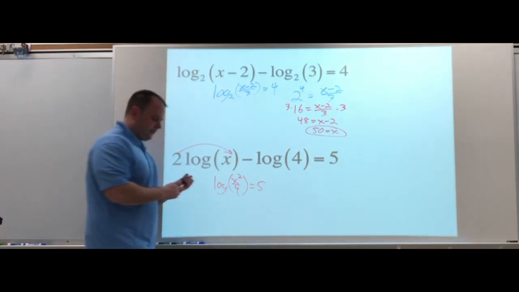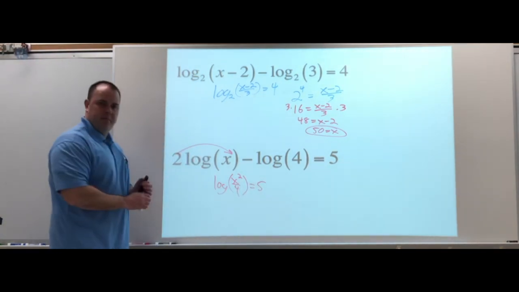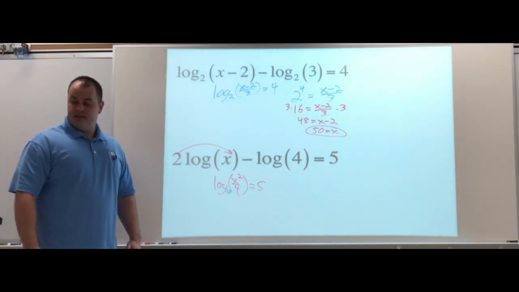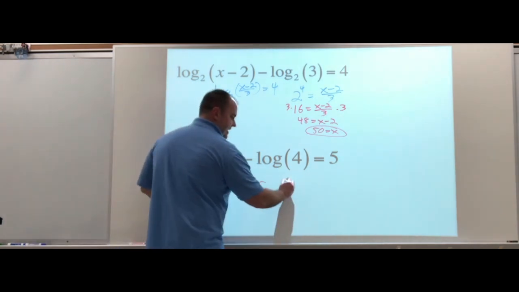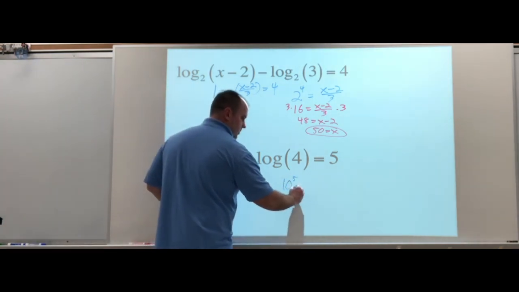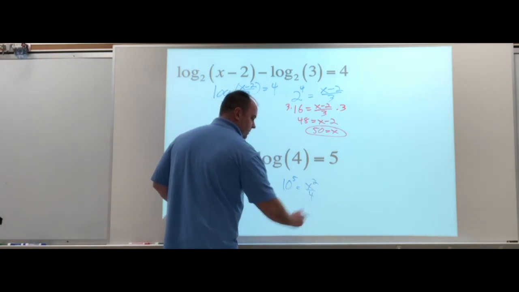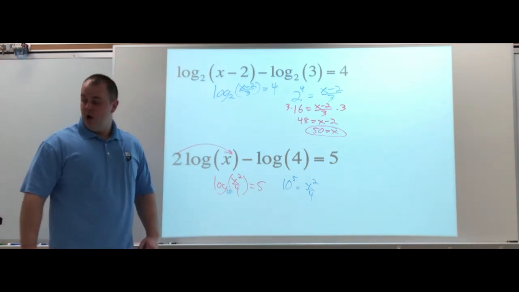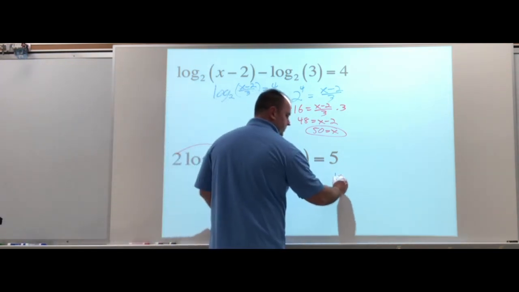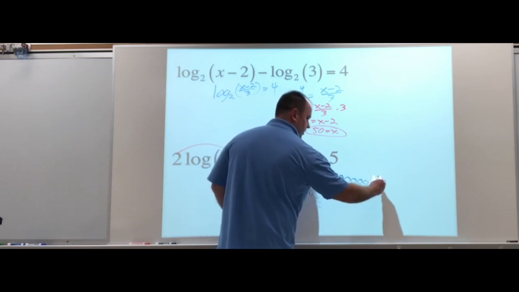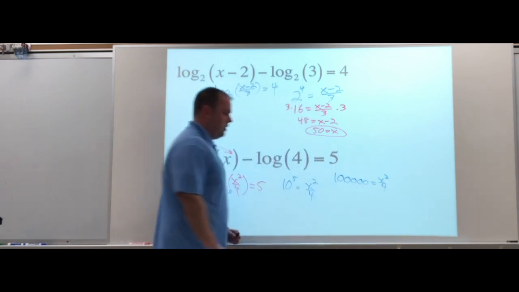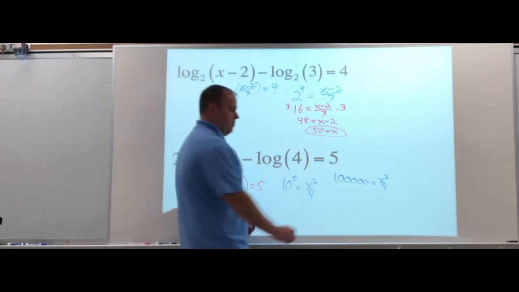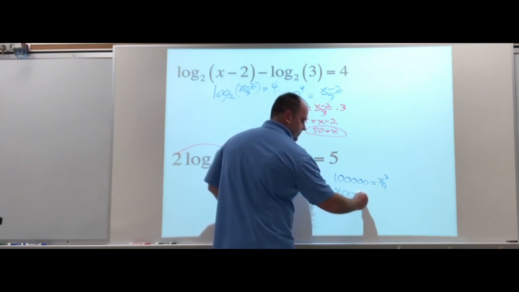equals 5. Now let's remember, if you don't see a base, the common log, the base is going to be 10. So if we write this out, we are going to have 10 to the 5th power equals x squared over 4. Now you just got to be able to do 10 to the 5th power. That should be 100,000 equals x squared over 4. All right, some big numbers here. Okay, 100,000 multiplied by 4 gives us 400,000.